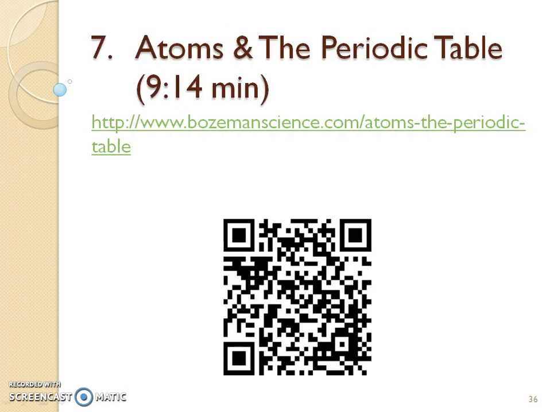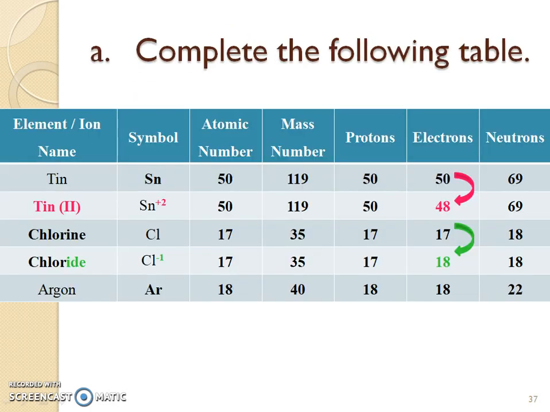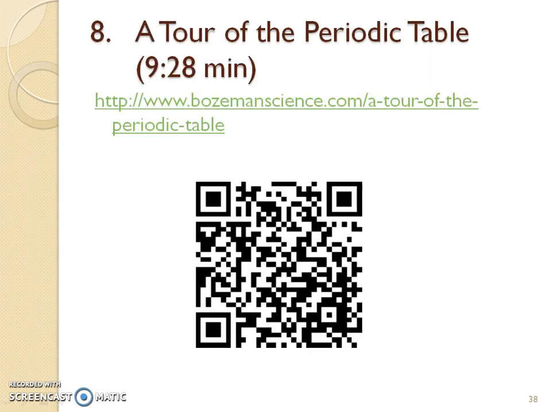Atoms and the periodic table. Take notice tin versus tin 2. Tin would just be the normal element. However, for tin 2, I'm giving you a specific ion. So we want to remember that tin 2 would have a positive 2 charge, which means that it lost 2 electrons. And chlorine is actually going to change to chloride, with a negative charge because it gained an electron.